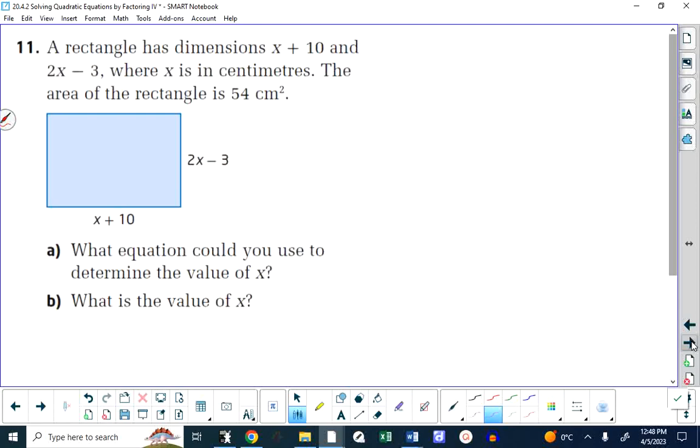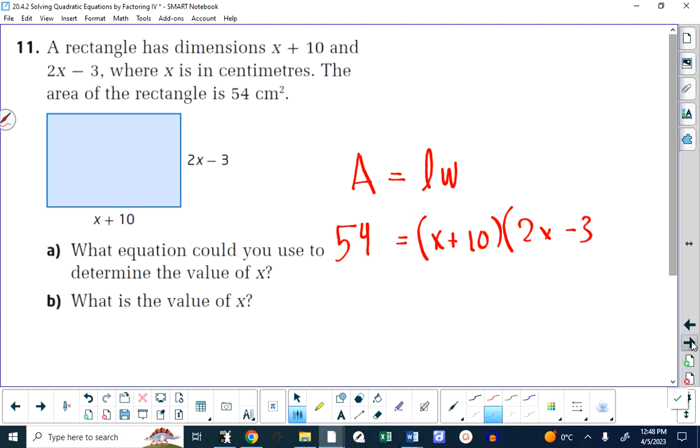So if we start off with that idea that area is length times width, we can set up an equation to solve. The area is 54. The length is x plus 10. The width is 2x minus 3. All right, so this is the length. This is the width. And this is the area. Right? Area equals length times width.